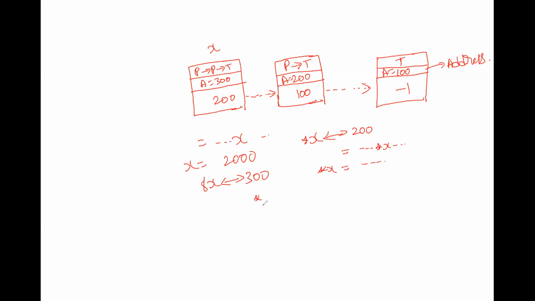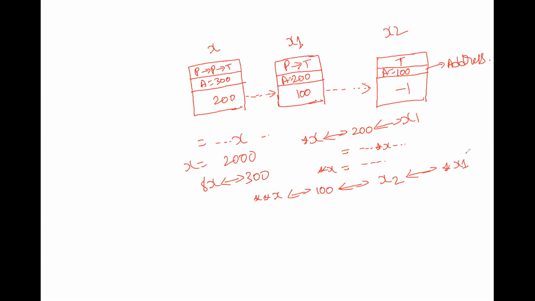So similarly, star star x is an alias for the address, memory location 100. Let's say the name of this variable is x1 and the name of this variable is x2. So x1 is an alias for the address 200, and star x is an alias for this. Similarly, x2 is for this, and also star x1 is an alias for this.